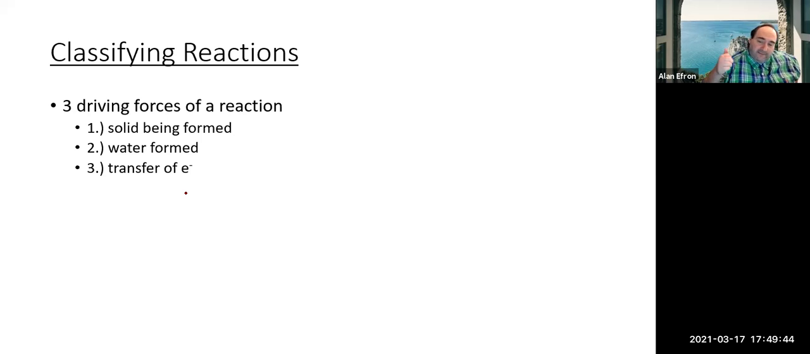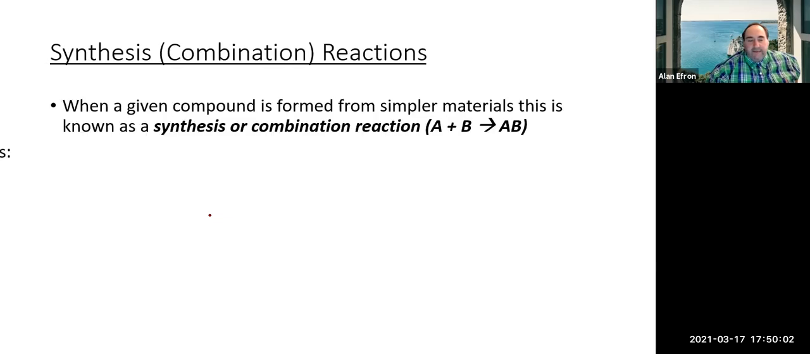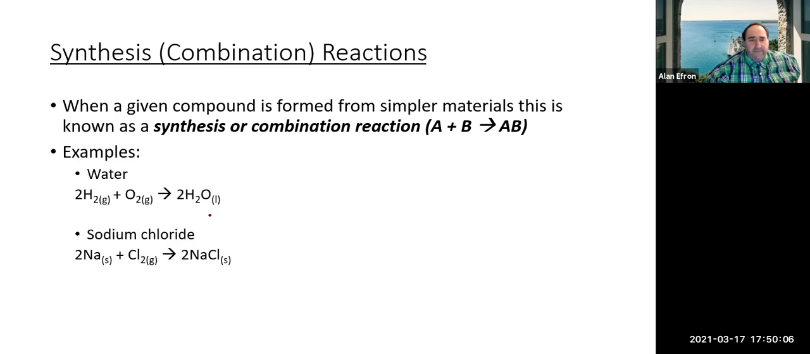They either sometimes make a solid, or they sometimes make water. Or are there some electrons being transferred from one species to another? That's ultimately what is transpiring when we look at chemical reactions. Now, there are different ways you could classify chemical reactions, and I'm going to skip the part about redox reactions for the time being. We'll come back to them in a later chapter.